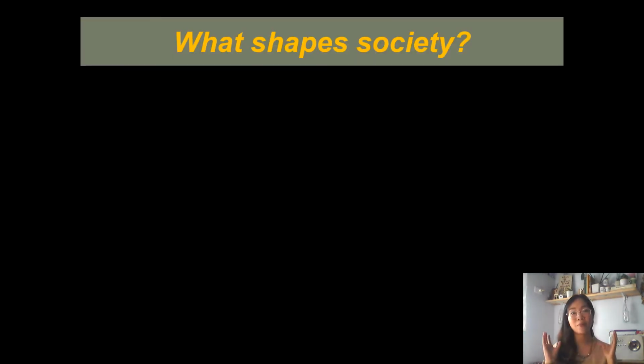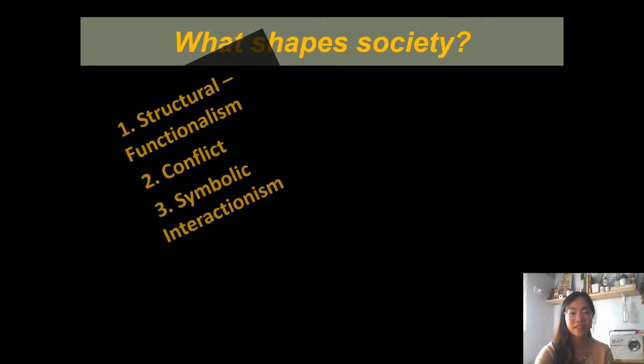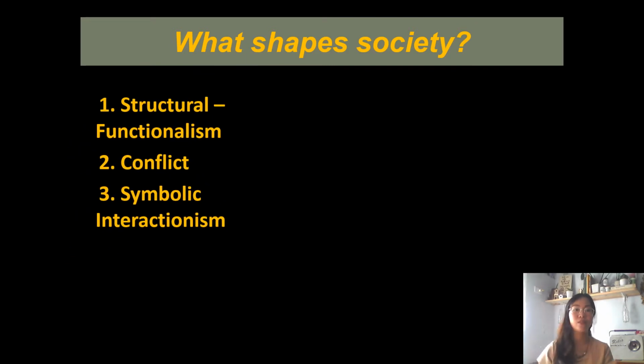This is the common question that these three theoretical perspectives should be able to answer: what shapes society? Since they are three different approaches or perspectives, they have, of course, very diverse views on what actually shapes society. They are as follows: the structural functionalist approach, the conflict approach, and the symbolic interactionist approach.